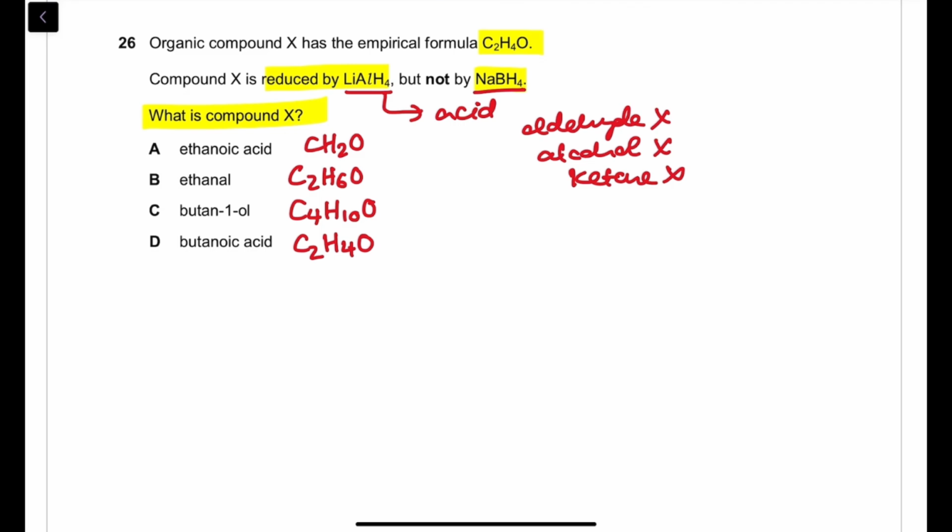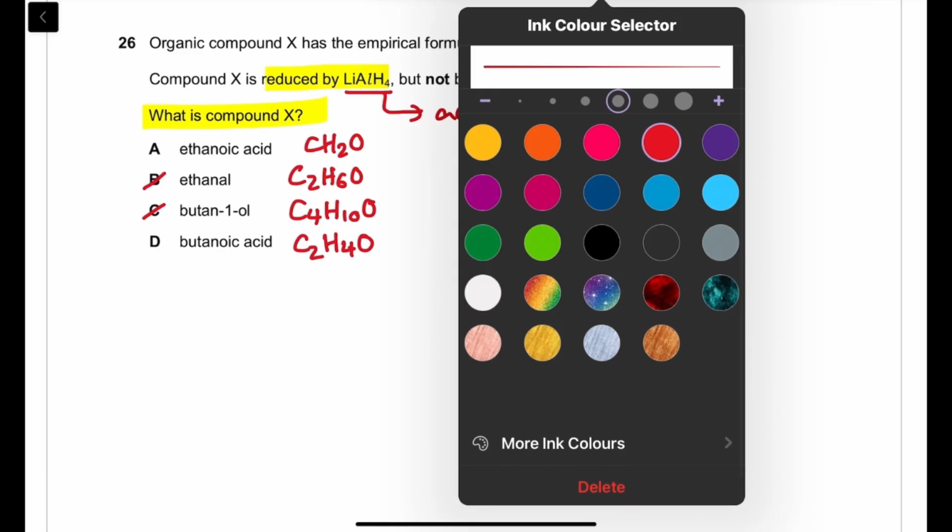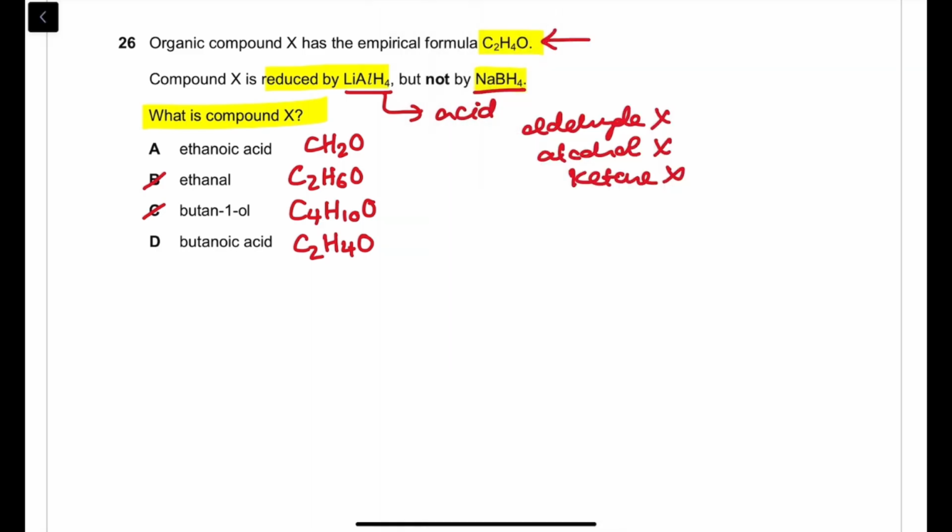So we can already eliminate options B and C because ethanol is an aldehyde, butanol is an alcohol. Then we're left with two acids. I've written down the empirical formulas for each of them on the side, and because they've given us the empirical formula, the only one with the same empirical formula is D. Therefore the option must be butanoic acid.